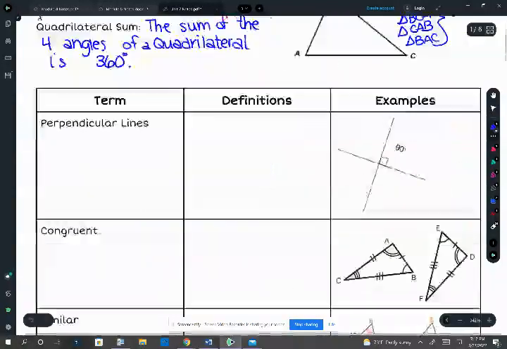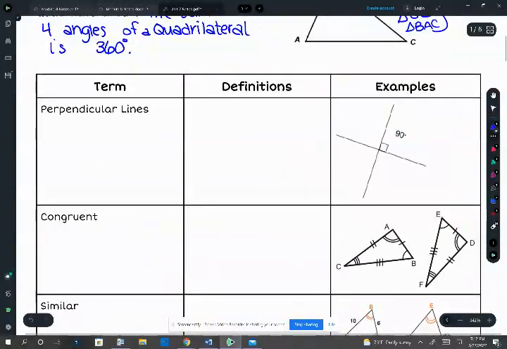So a couple other things that we want to look at is perpendicular lines. The definition of perpendicular lines is lines that cross and form 90-degree angles.